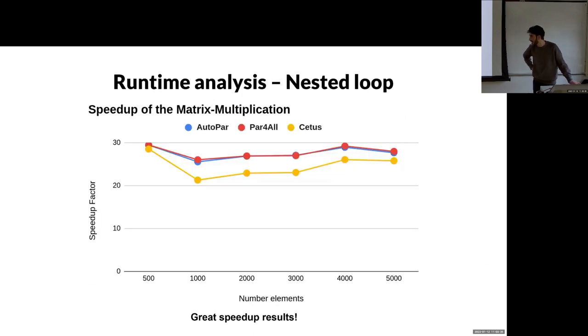So if we look at the speedup from the first example, from the first loop that they parallelized, on 32 cores, which means that the theoretical speedup is 32. The x-axis is the number of elements of the matrix, and the y-axis is the speedup. We can see that Par4All is the best because it did produce the best directive. Afterwards, we see Autopar, which had 2 for loops. And Cetus, which put a reduction, which is the lowest from all of them.